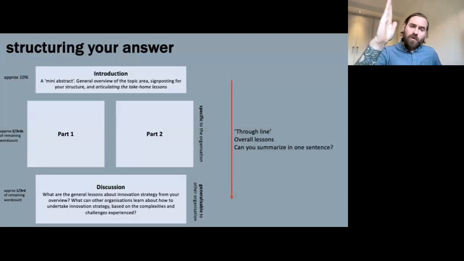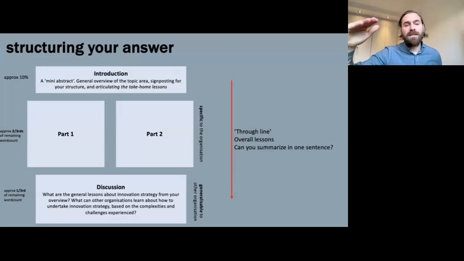And this red line that goes through on the other side is a reminder that narrative needs to be present in the introduction, it needs to be present in the discussion, but the through line can also be weaved throughout part one and part two. So when you're doing this signposting work or when you're introducing points, everything is going to lead into that discussion. And a good test of if you've got an effective argument is, can you summarize it in one sentence?